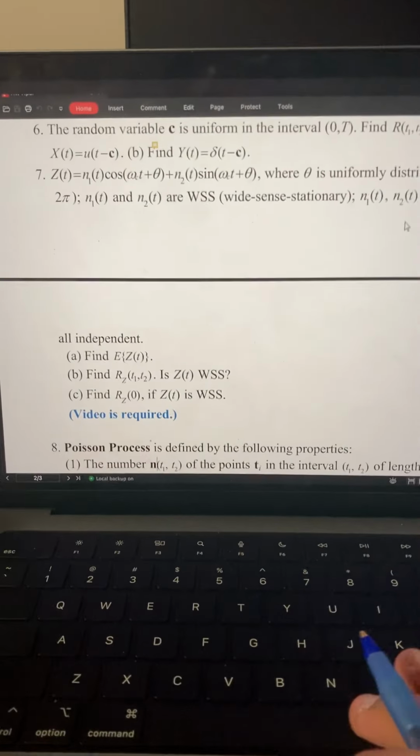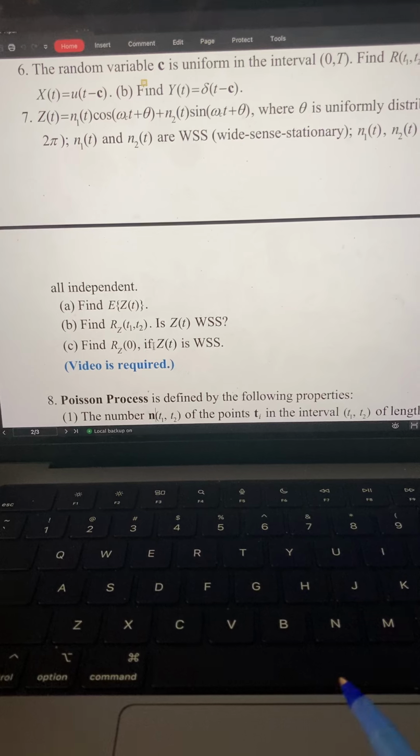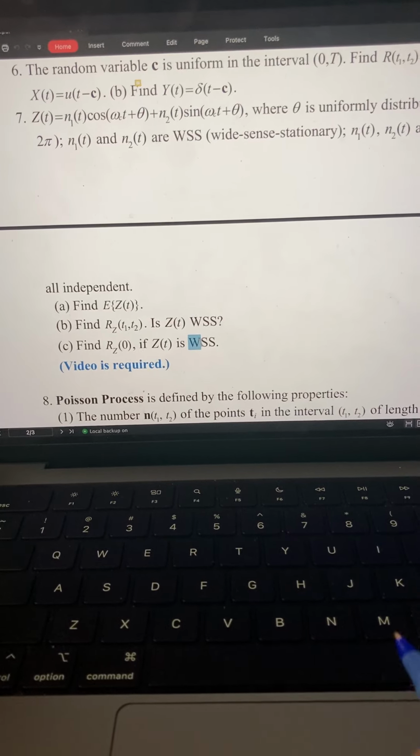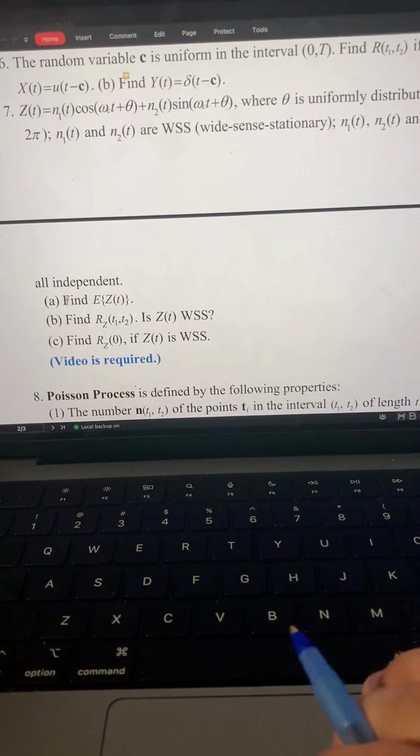In this fashion, I have calculated the value of C, given that z is WSS, which is wide sense stationary. So in this fashion, I have calculated A, B, and C.